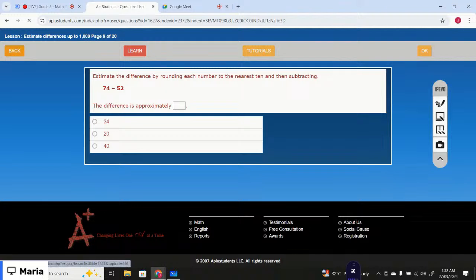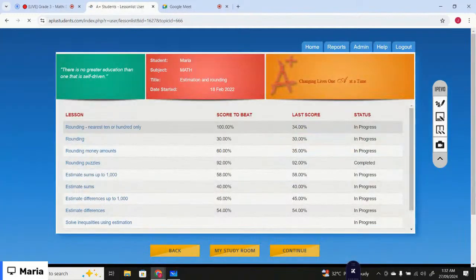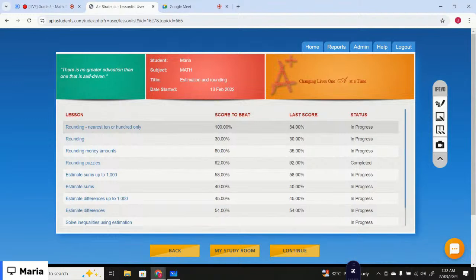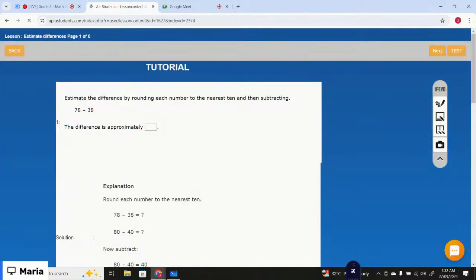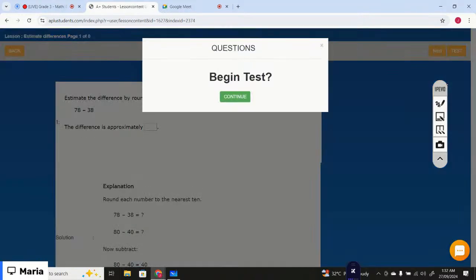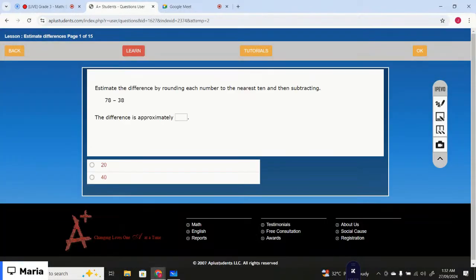Okay, you can complete the lesson by yourself later today. Let me just move on to the next lesson. The next lesson is estimate differences. That's exactly the same as what we just finished, right? So let's just start with the test questions. These are the ones where you need to round them to hundreds also.